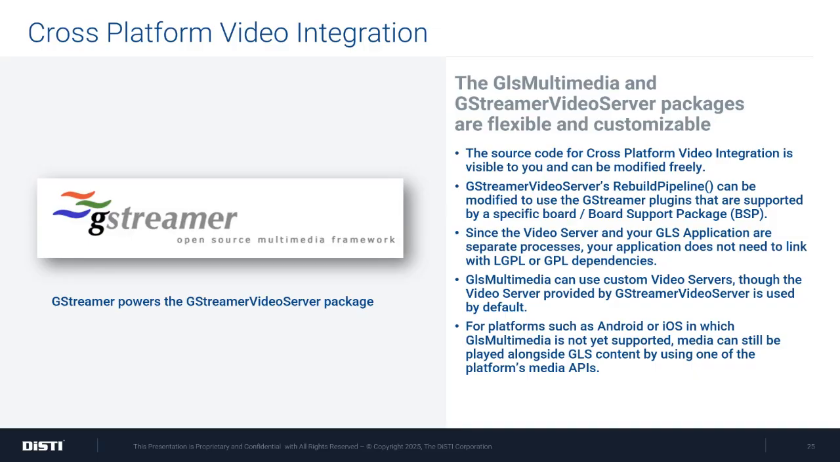One area of customization that you may want to look into is customizing the GStreamer pipeline used by the GStreamer video server package. When using cross-platform video on GL Studio ES, the default pipeline is set up to accelerate streaming of H.264 video, which are basically MP4 files, on the NXP IMX8. However, you can customize this pipeline. In particular, there's a rebuild pipeline function that you can modify in order to use GStreamer plugins that are available for your hardware and board support packages.